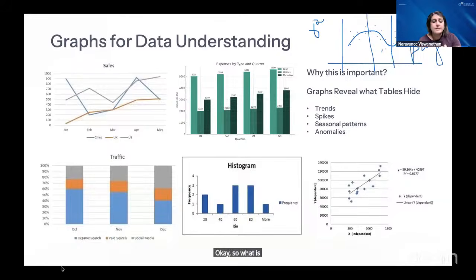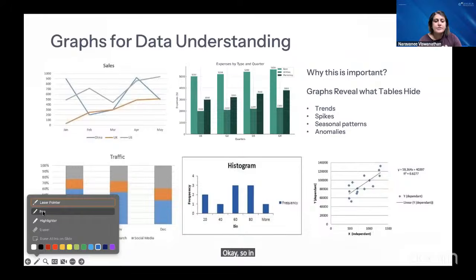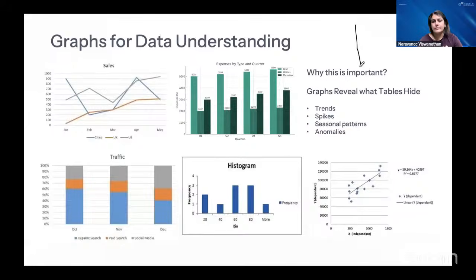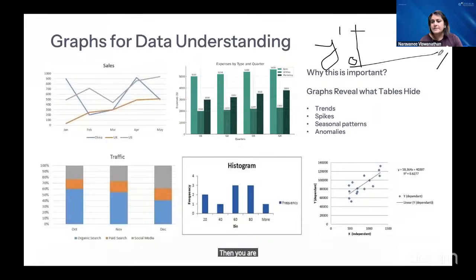Okay, so what is a logistic regression? In a logistic regression, you have something called a dependent variable y, which takes values 1 and 0. Then you are going to have x values. Let's assume, for example, that you have an Airtel phone number, and you are using this data on your Airtel.